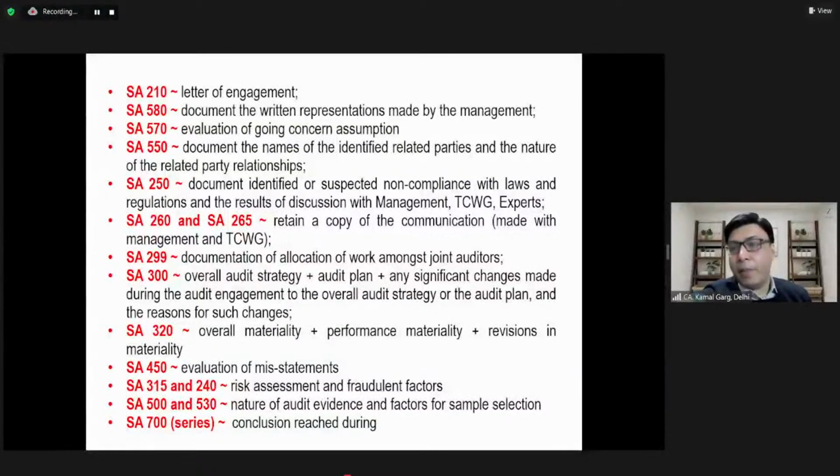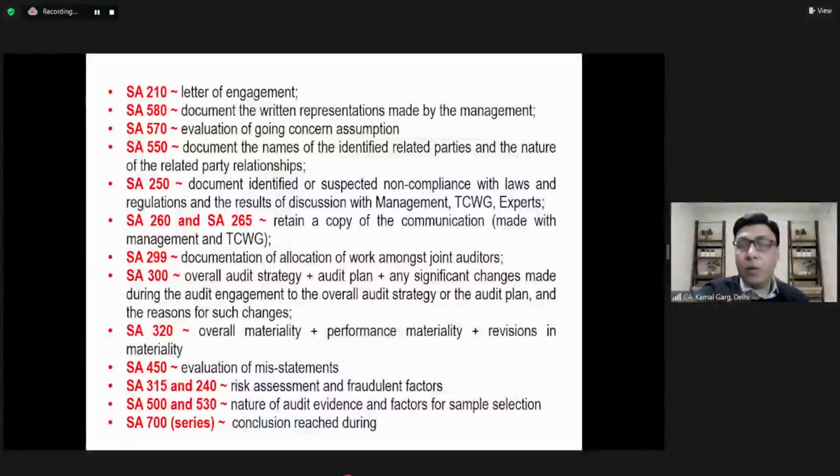Documentation number second, SA 580. Written representations made by the management. So I took the example of plant and machinery, physical verification, assertions. Whatever management is proclaiming before you, these are called as assertions by the management. Document the same. Then is SA 570, evaluation of going concern. You will evaluate on year by year basis. For each year, you will evaluate whether the business of this entity will be able to continue in the foreseeable future or not. So that evaluation needs to be documented by virtue of SA number 570.